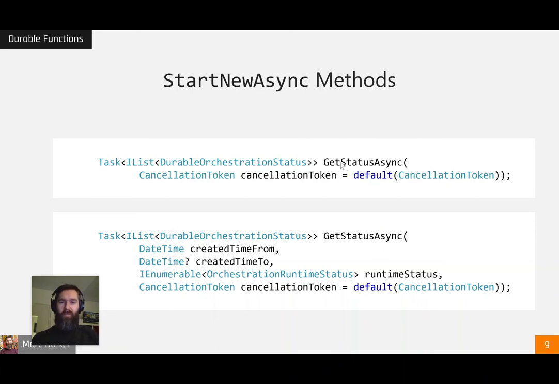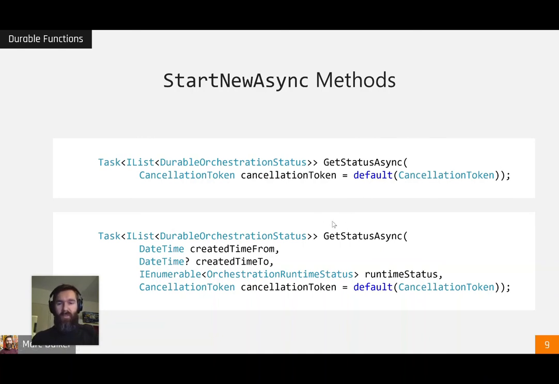So if you have lots and lots of orchestrations which you had running in your instance and you haven't cleaned them up or purged them, I will discuss that in the next video, then you could potentially get a huge list back of orchestration instances. So that's why this cancellation token is there. So be aware of that.